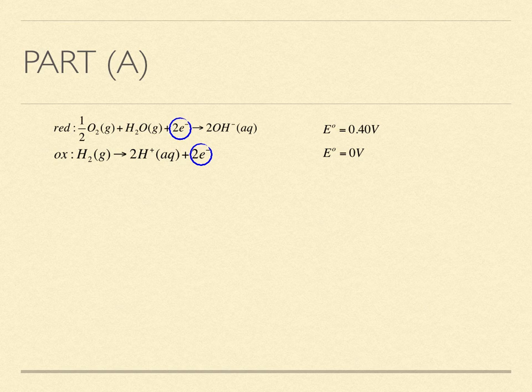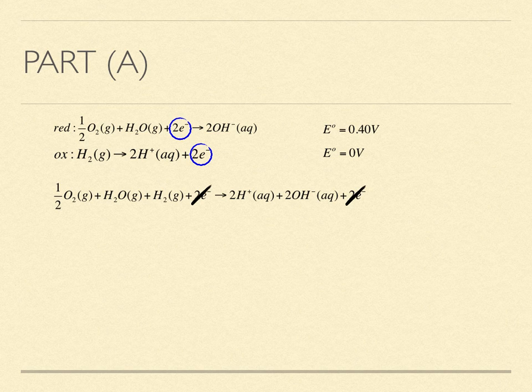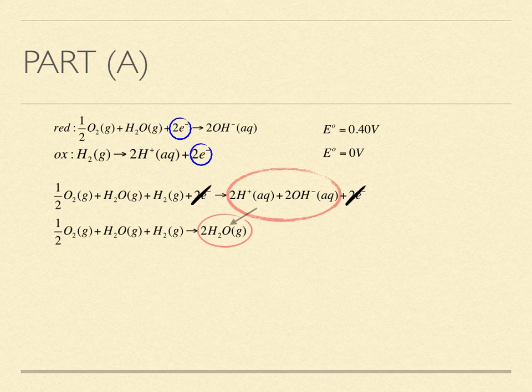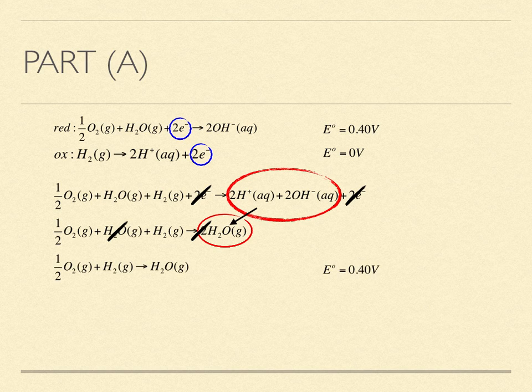The first task is to sum up these two half reactions into a single reaction, which just means adding the reactants and products together. The two electrons on each side cancel, and the hydrogen ions combine with the hydroxides to form gaseous water, which also cancels. Lastly, the voltages add to give a total voltage of 0.4 volts.